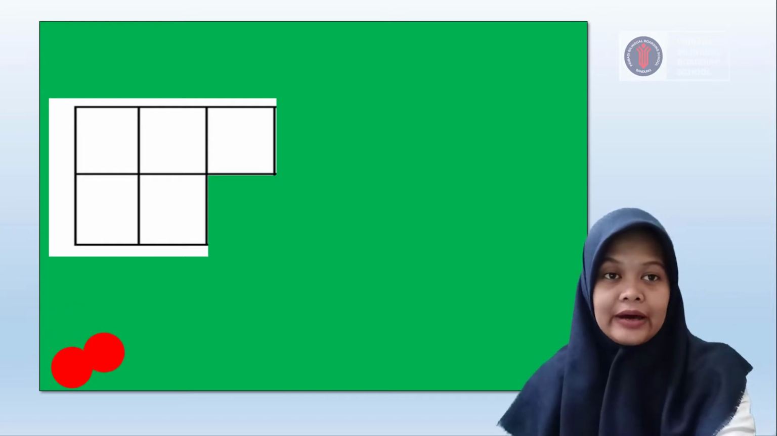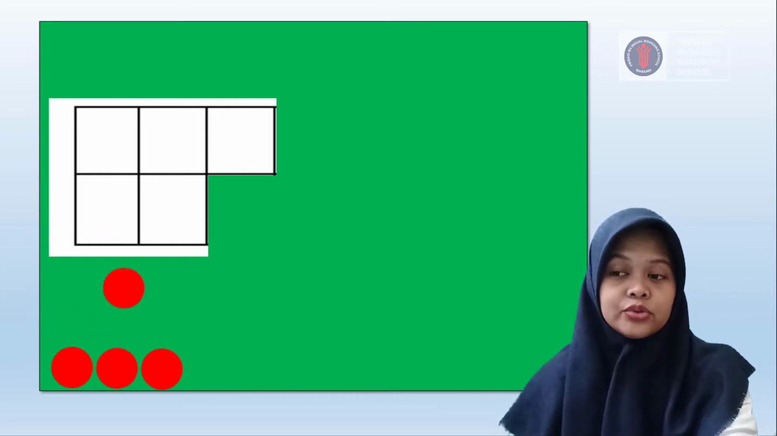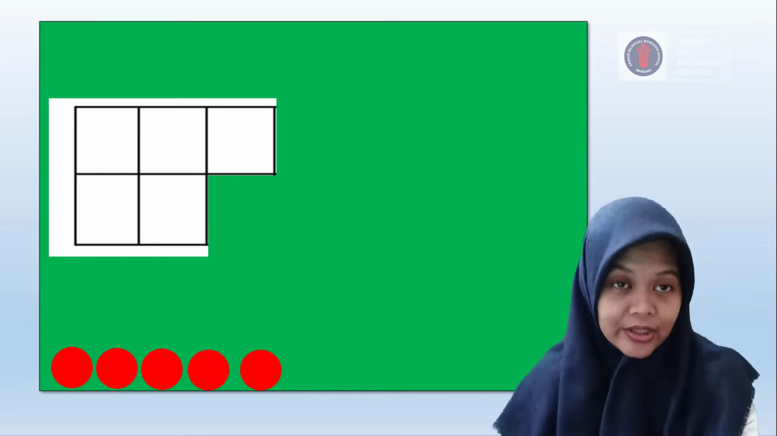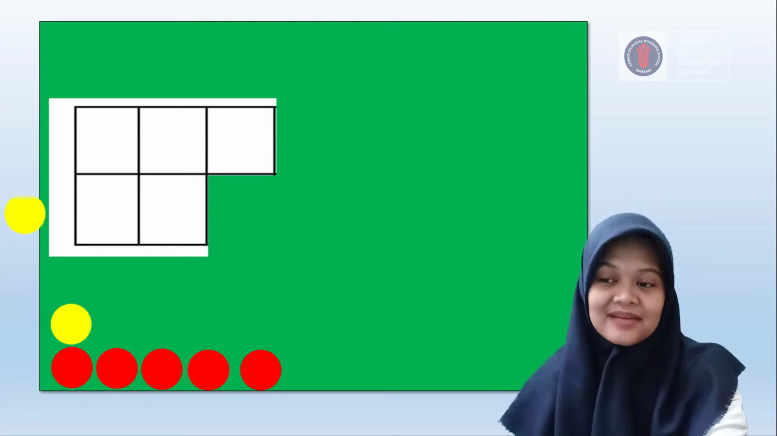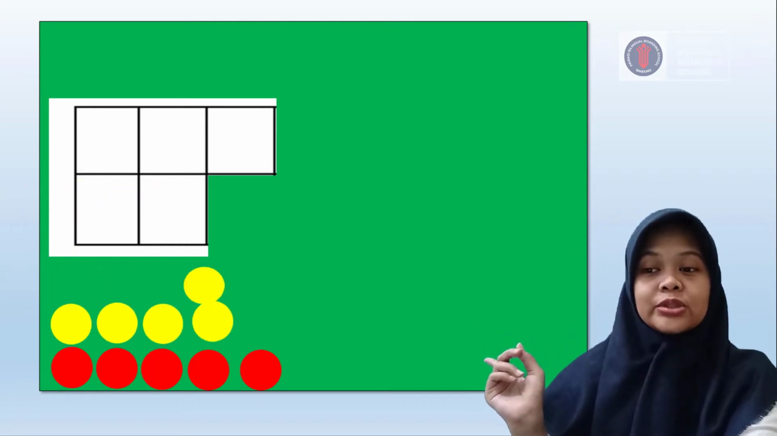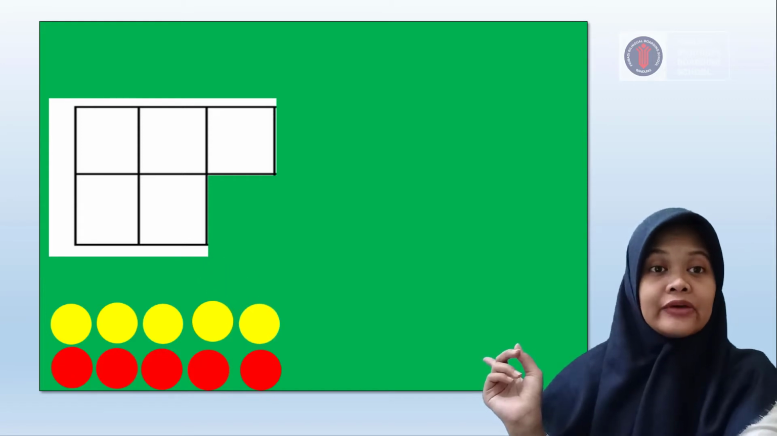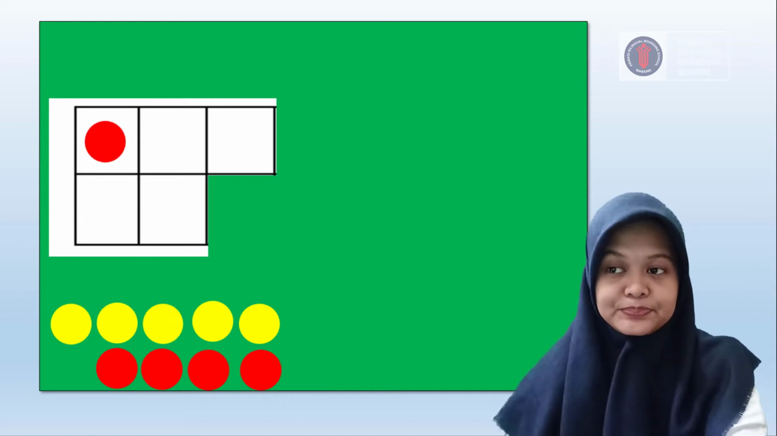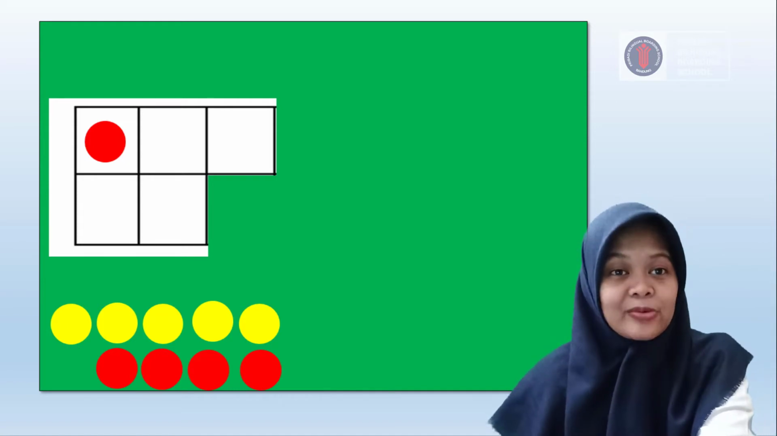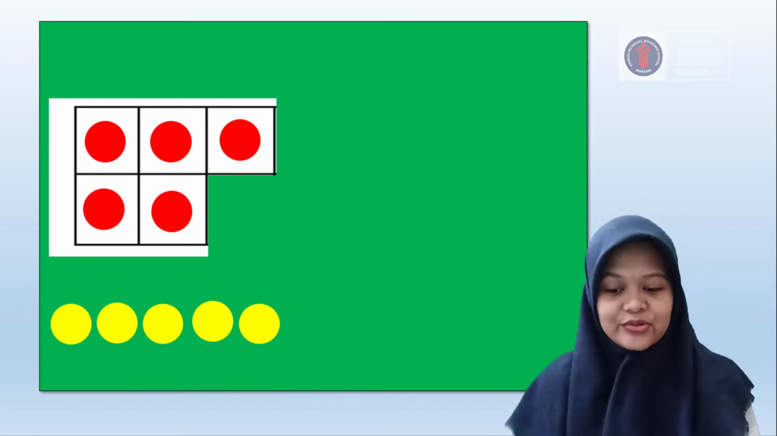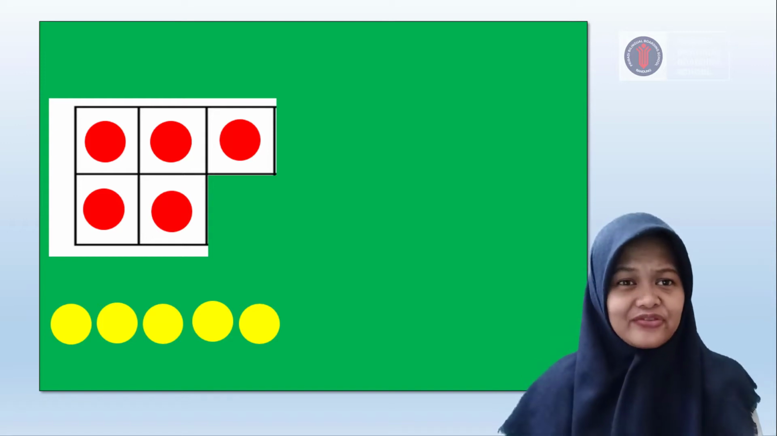I also have this one, 1, 2, 3, 4, 5 red dots or 5 red counters. And you may see this one, 1, 2, 3, 4, 5 yellow dots or 5 yellow counters. I will put these red dots into the 5 frame. How many dots do you need of the yellow color to fill the 5 frame?